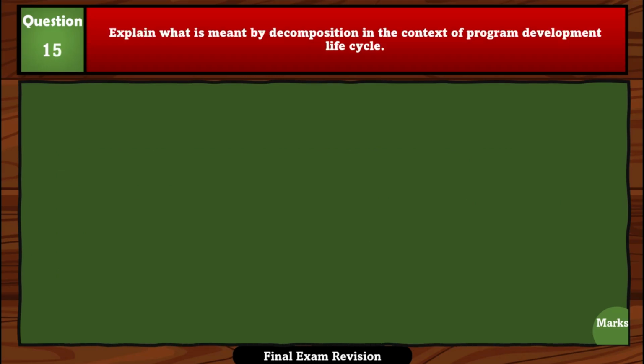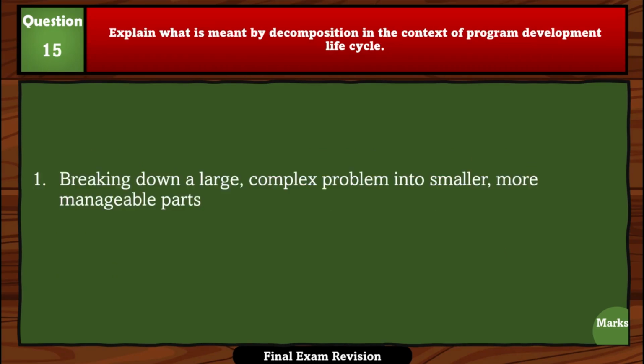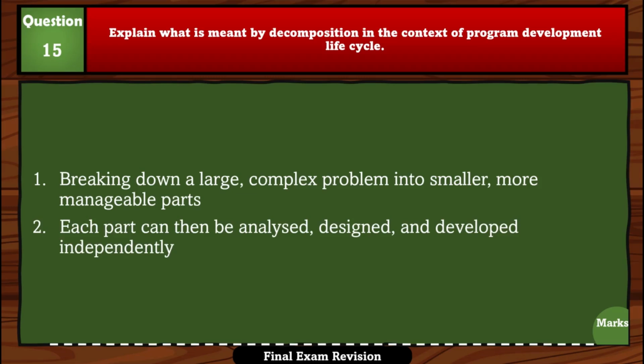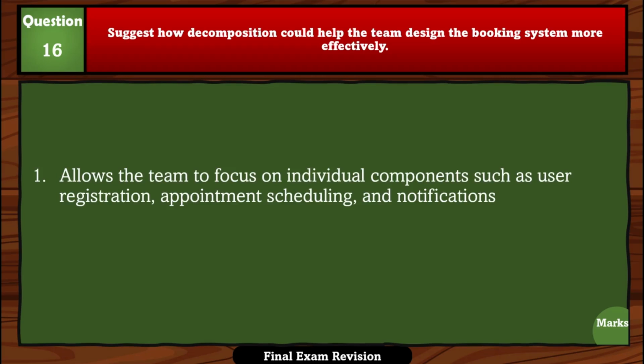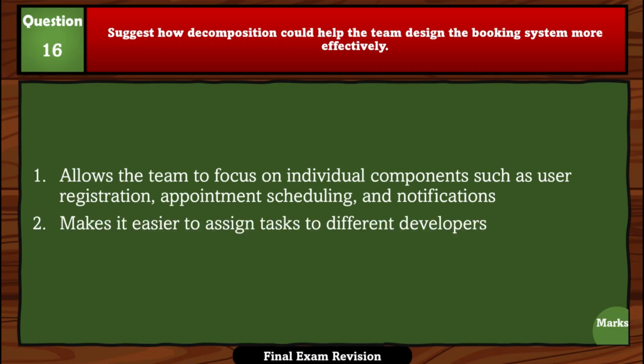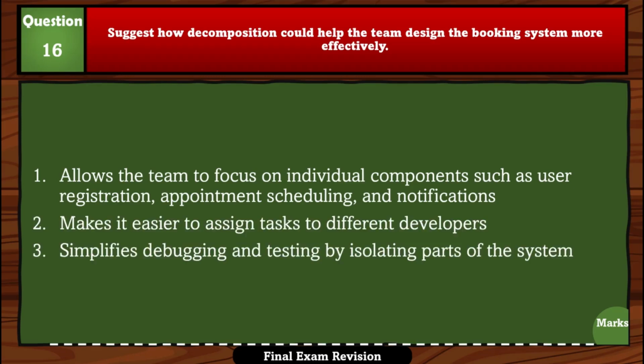Question 15. Explain what is meant by decomposition in the context of program development lifecycle. Breaking down a large, complex problem into smaller, more manageable parts. Each part can then be analyzed, designed, and developed independently. Question 16. Suggest how decomposition could help the team design the booking system more effectively. Allows the team to focus on individual components such as a user registration, appointment scheduling, and notifications. Makes it easier to assign tasks to different developers. Simplifies debugging and testing by isolating parts of the system.